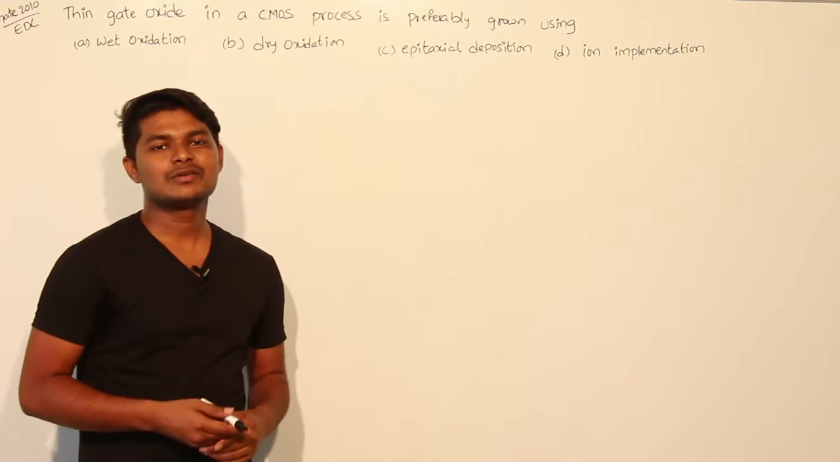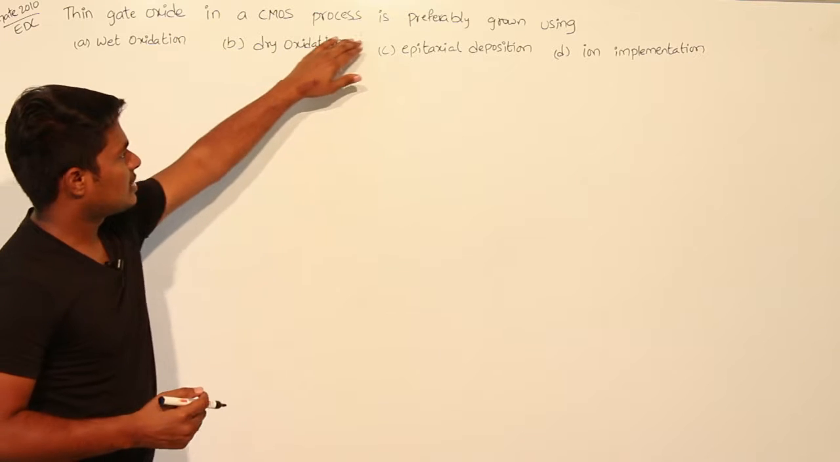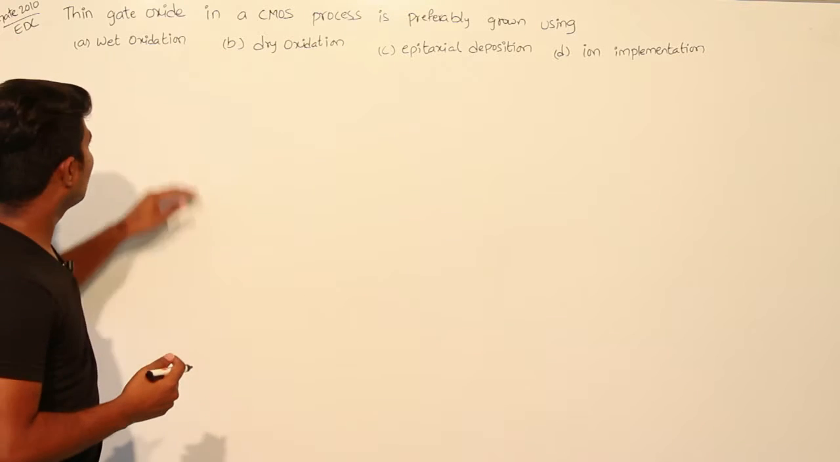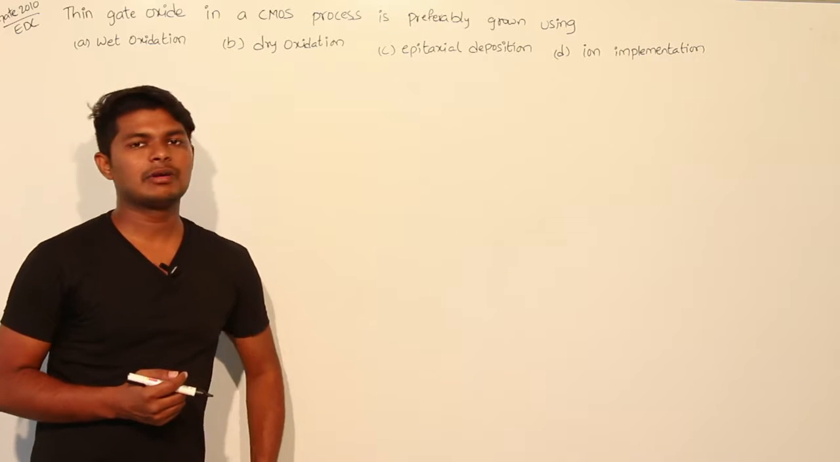Let's see this question. This question is given in GATE 2010 in the subject EDC. The gate oxide in the CMOS process is preferably grown using. The options are wet oxidation, dry oxidation, epitaxial deposition, and option D, ion implantation.